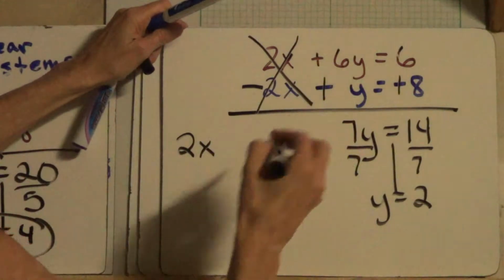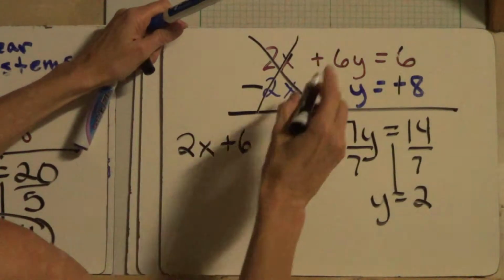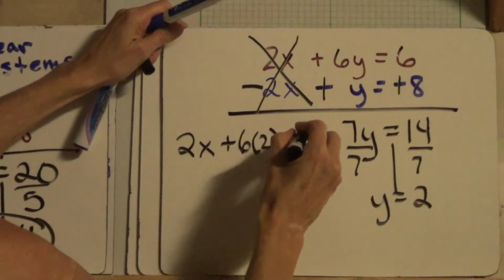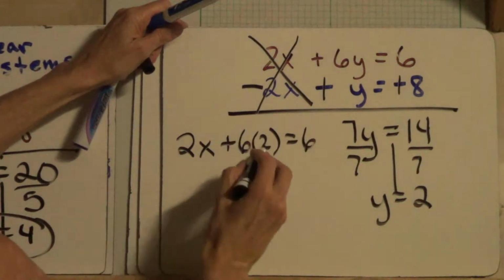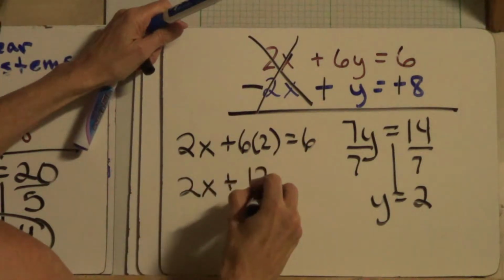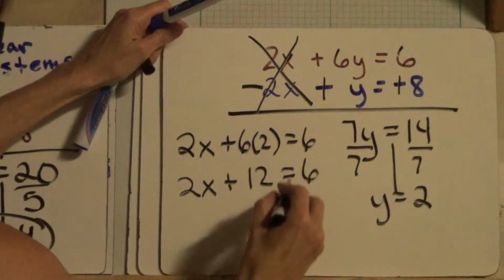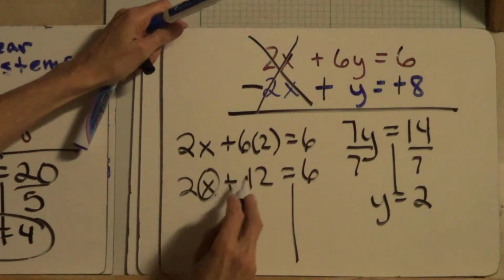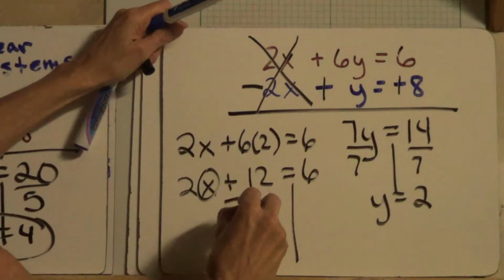So we have 2x plus 6, instead of the y we put 2, equals 6. Go ahead and get rid of your parentheses. 2x plus 12 equals 6. Circle our creepy dude. Get rid of the first thing. It's got a plus 12, so we subtract 12.